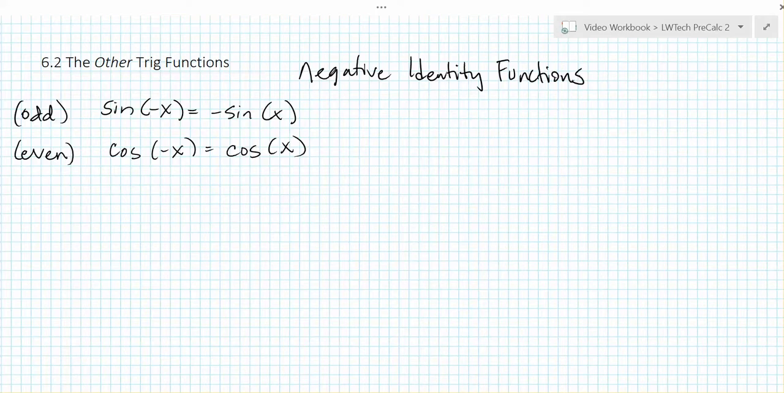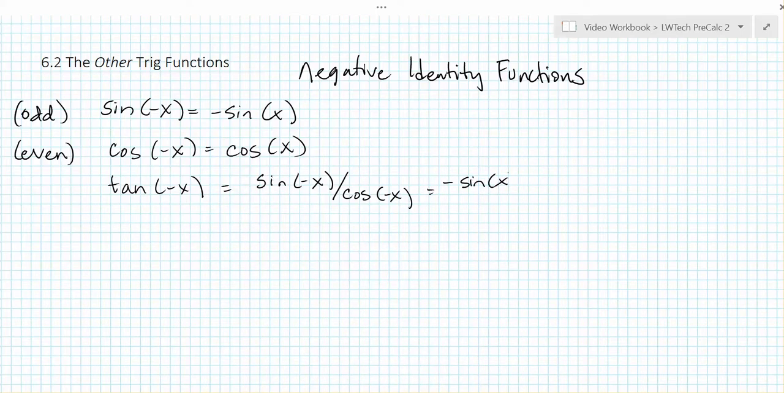We can use them to derive negative angle identities for all of our other trig functions. The tangent of negative x is equal to the sine of negative x divided by the cosine of negative x. The sine of negative x is negative sine of x, over the cosine of negative x, which is cosine of x, which gives us the negative tangent of x. So the tangent is an odd function.